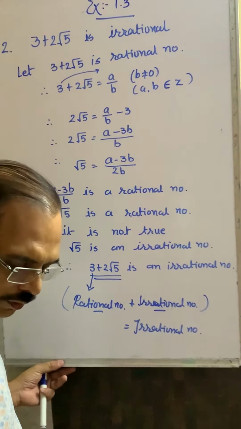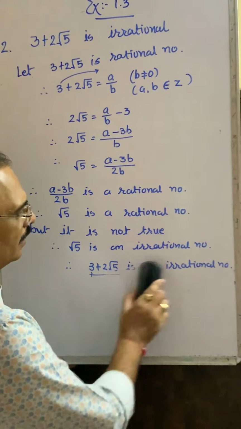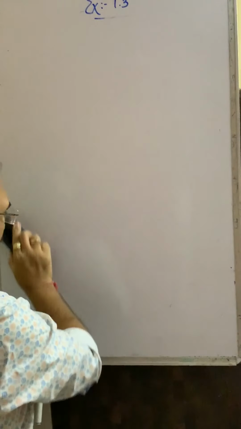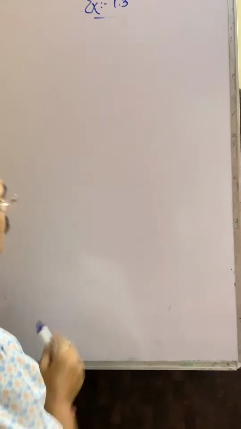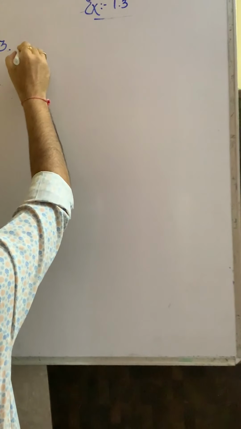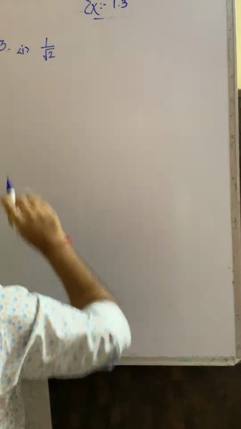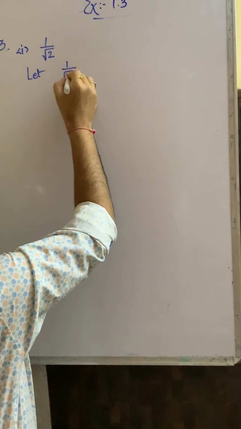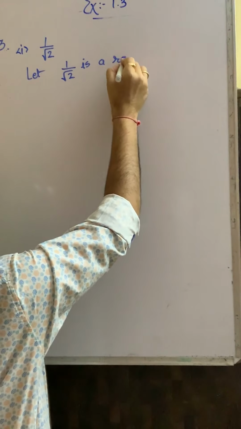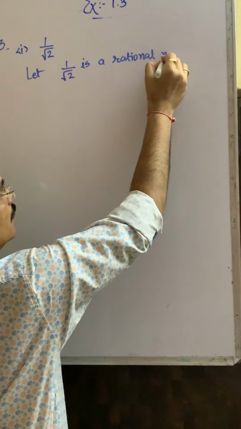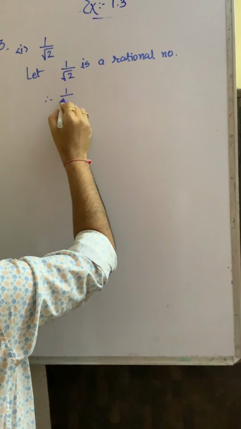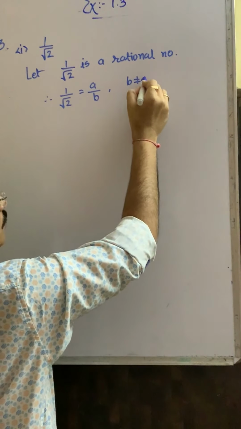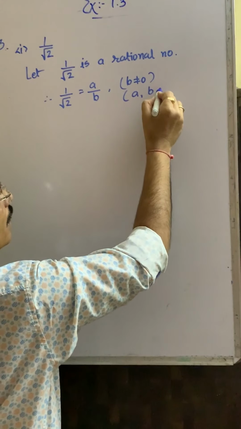Now question number 3, prove the following are irrational numbers, just the same as 2. First question is 1 upon root 2. Prove that 1 upon root 2 is an irrational number. So we suppose again the same way that 1 upon root 2 is a rational number, and then we try to prove that our supposition is wrong. If it is a rational number, then it can be written in the form of a by b. Once again we say b is not equal to 0 and a and b are integers.